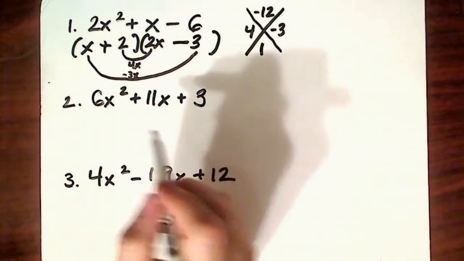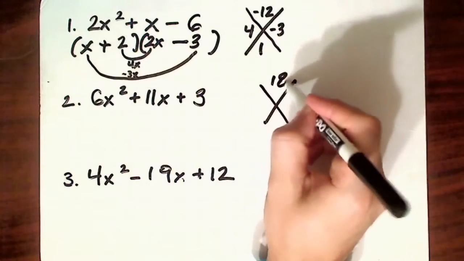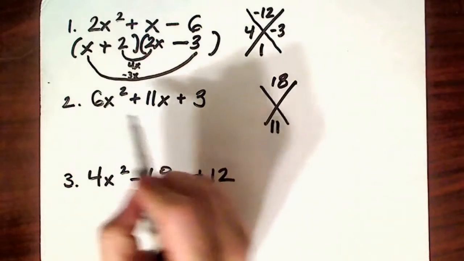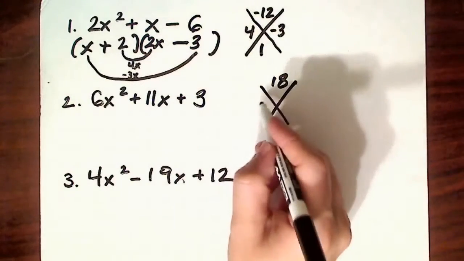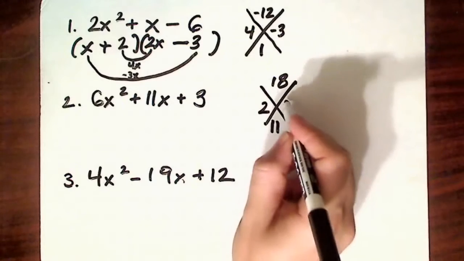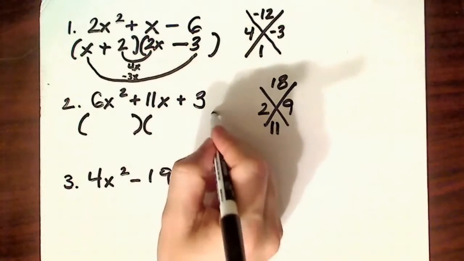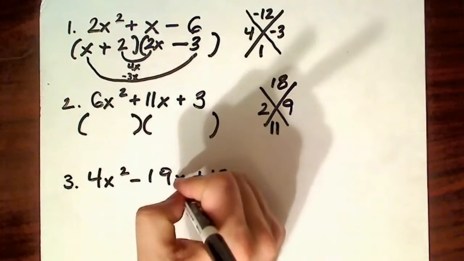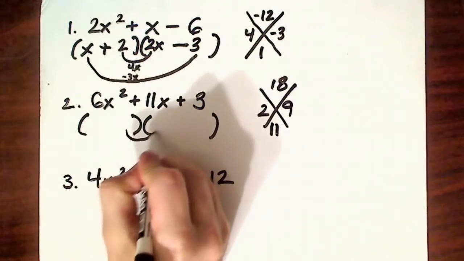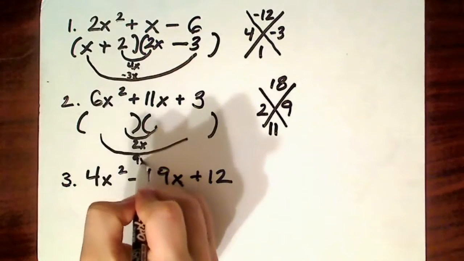Let's do another one. You multiply a times c. It's 18. Take your b, which is 11. Ask yourself, what times what gives me 18, and when added together gives me 11? 2 and 9. Set up your parentheses. Again, this turns out to be the outer and the inner, or the inner and the outer. That's why it's called the OI method. So you have 2x and 9x.